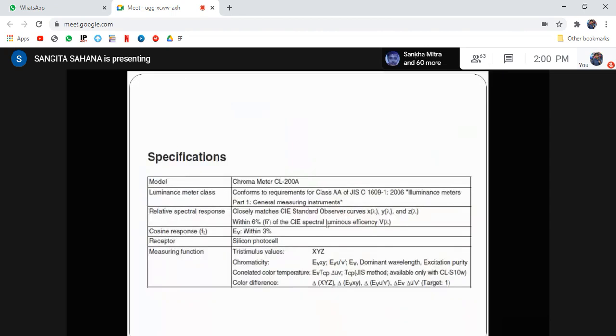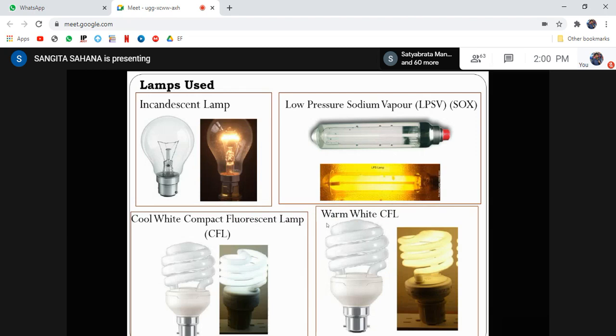Sir, I've already discussed the two instruments, the constant deviation spectrometer and the chromometer. Now, using these two instruments, we will measure the spectral composition and the CCT of these four lamps. Sir has already shown this picture.